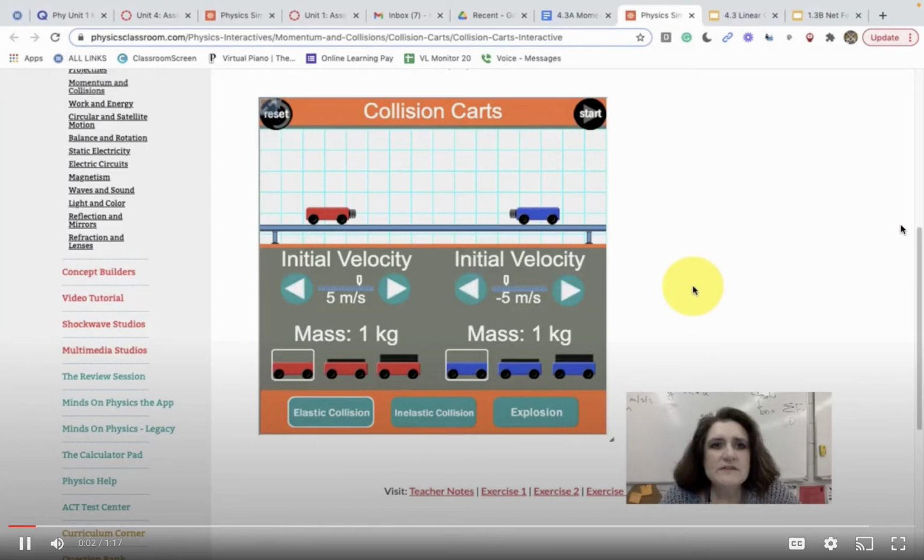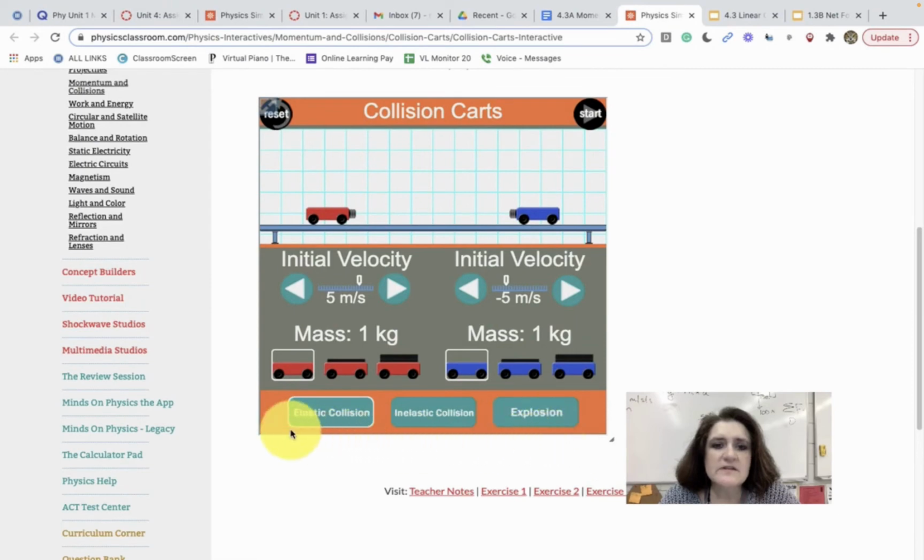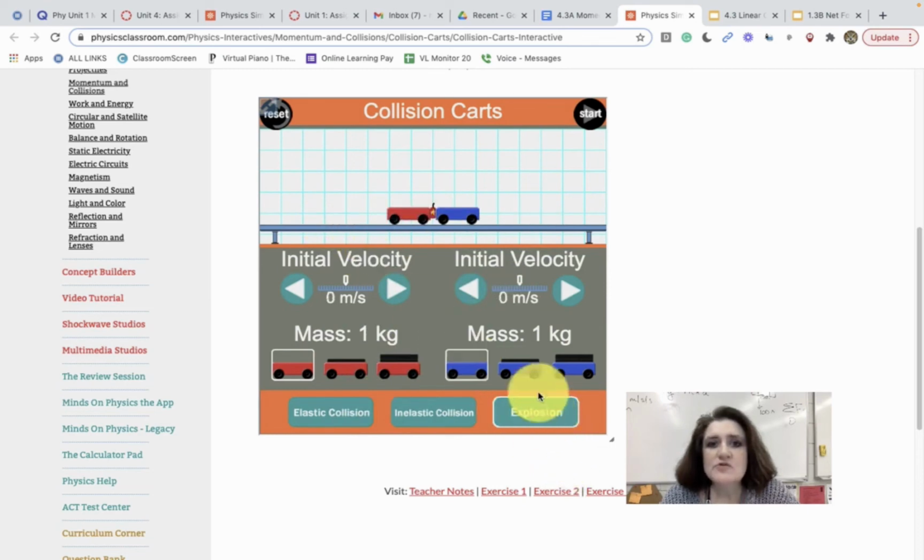Let me walk you through the use of this simulation. So you're looking at the collision carts, and first I want you to look at the very bottom. At the very bottom, you have your three types of collisions: elastic, where you have springs attached to the carts and they're going to bounce off of each other; inelastic, where you have magnets on the carts and they're going to stick together; and then an explosion, where there's a little firecracker between them and they're going to bounce apart.